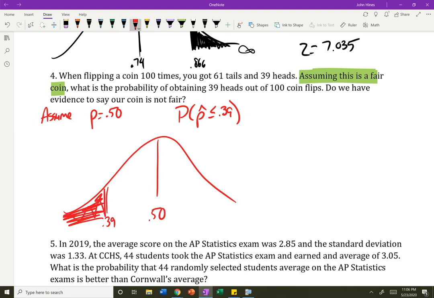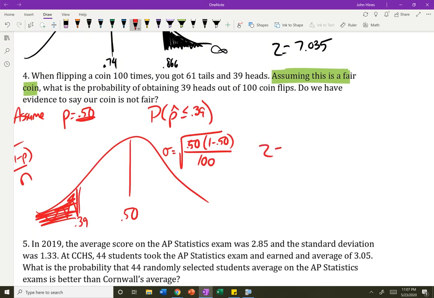How extreme is this p-hat? Can it happen by sampling variability? Or maybe my coin's not fair. Maybe something's going on here. So let's find this probability. Well, we need a standard deviation. We use the population proportion: the square root of P times 1 minus P over how many flips? 100. So it's the square root of P(1 minus P) over n.